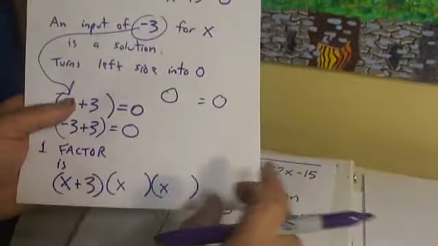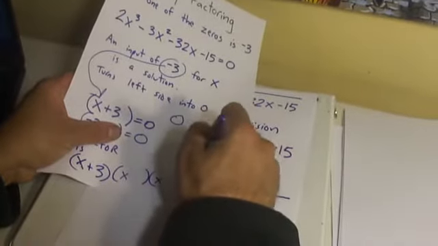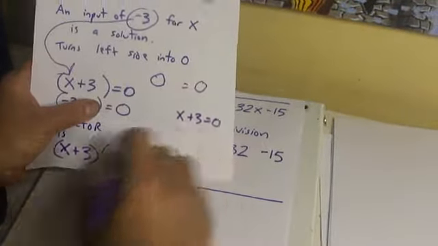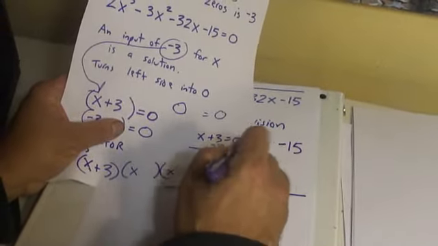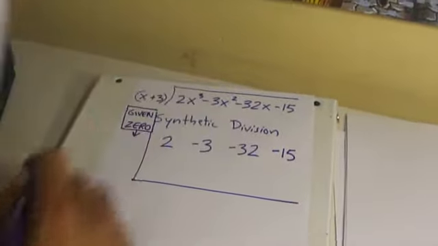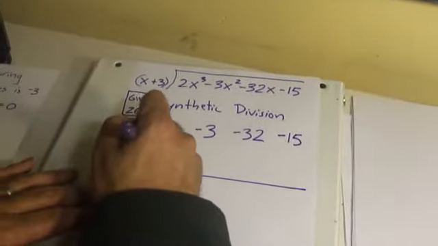If you were given the factor x plus 3, well, you could just set that equal to 0. x plus 3 equals 0. What plus 3 equals 0? Isolate. x equals negative 3. That's your 0. So negative 3. So we're going to put the negative 3 right here.